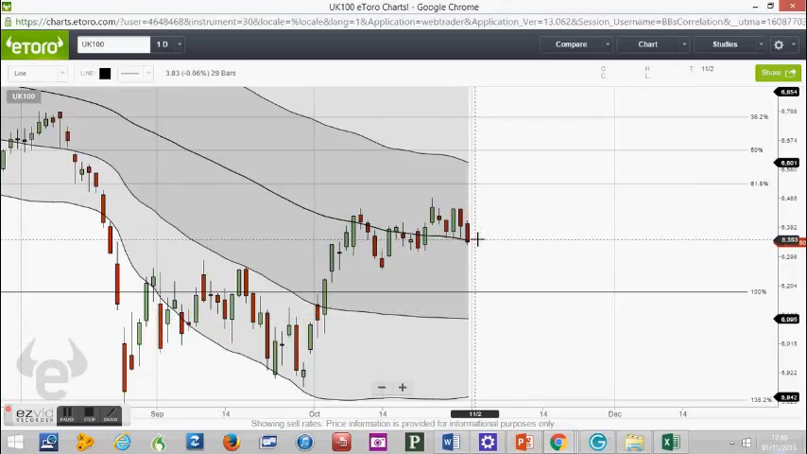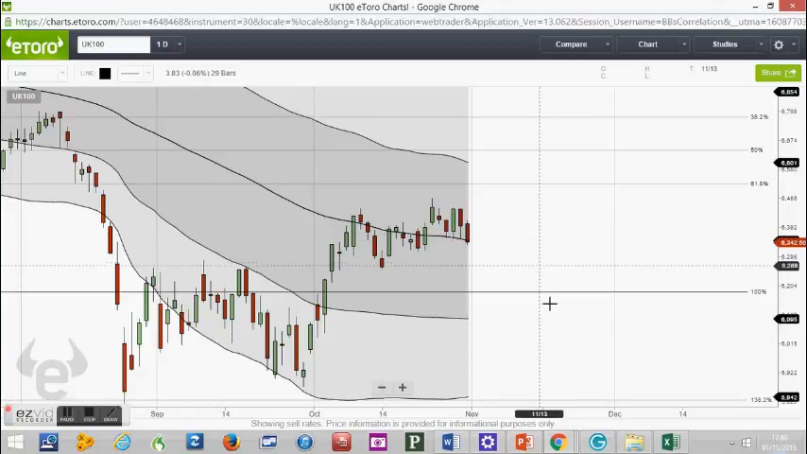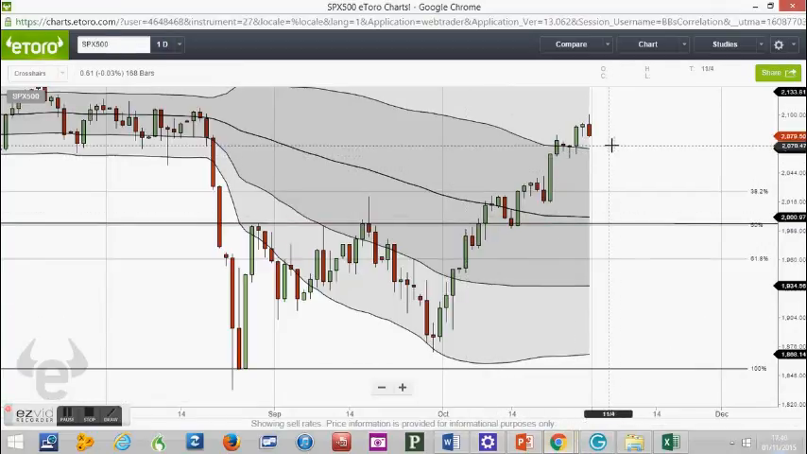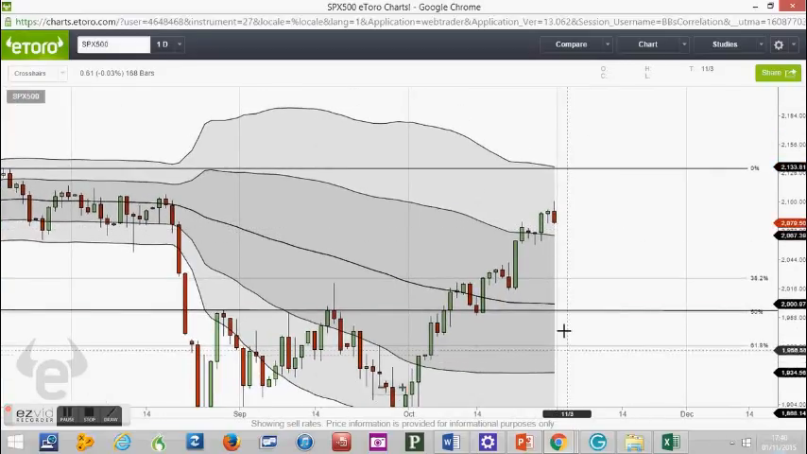As you can see, the current UK 100 is sitting on its 75 mean. If you go back to the S&P 500, we can see it's actually above one standard deviation. The 75 mean is here, and we're up here. So you can see they're decorrelated, they've moved apart.